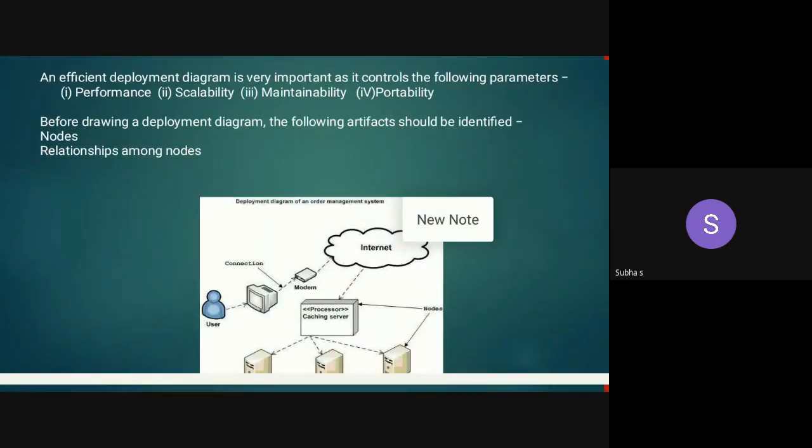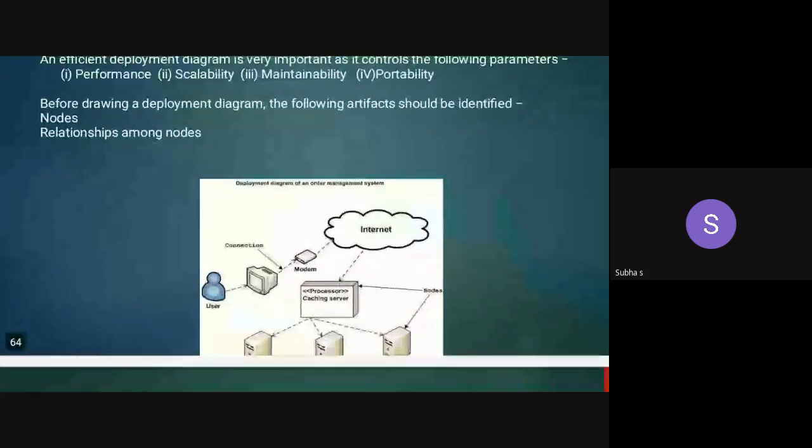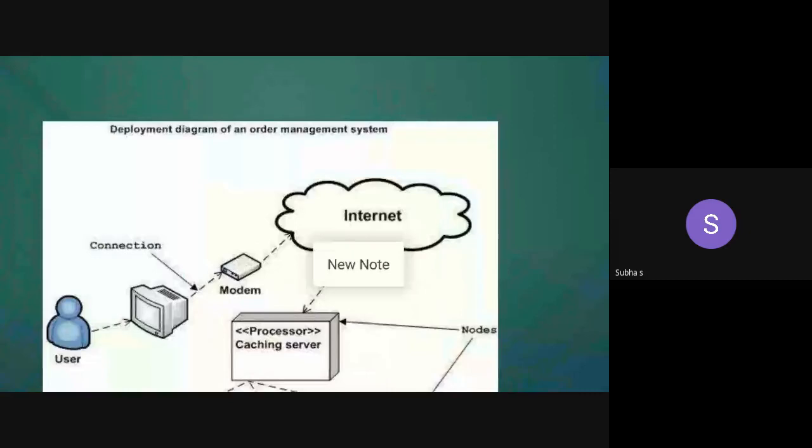So these are all the points. Here the figure shows the relationship among these. Here I have again taken a nice example, because you are studying computer networks in this semester.